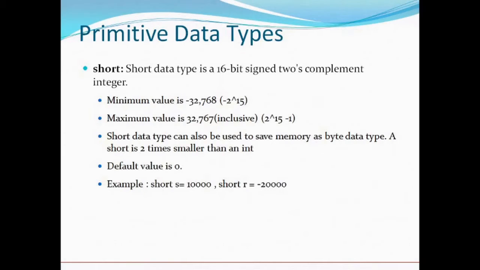Then the default value is again 0. If you declare a variable, it will hold the value of 0, and the initialization process is the same as other data types, like short s is equal to value, short r, whatever variable holding a value, negative or positive, within the valid range.